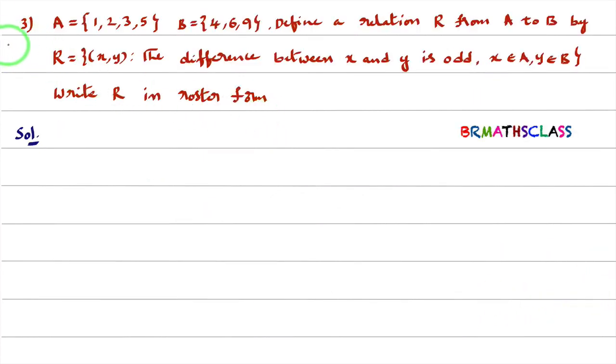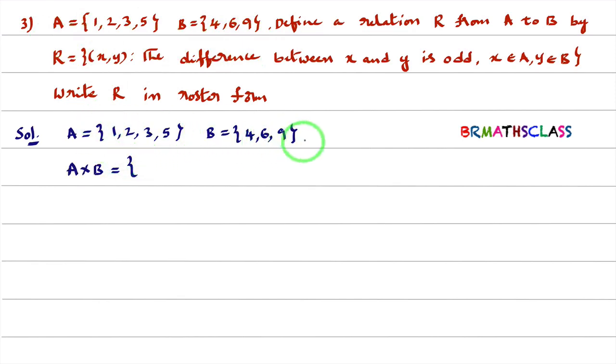This is the third problem on exercise 2.2 in relations and functions of class 11. First, you observe what is the given information. They gave set A, set B. I'll write the same thing here. I wrote set A and set B. As they gave sets A and B, I'll calculate A cross B, which will be useful while solving this problem.